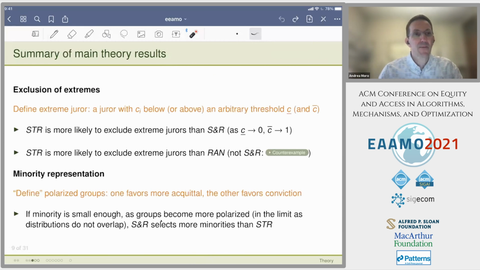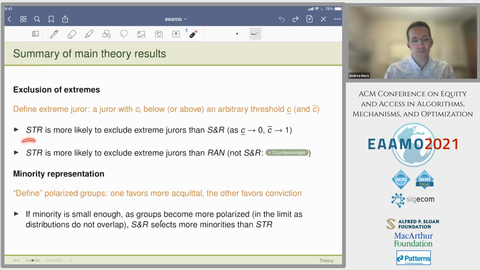So in the interest of time, I'm going to give you a summary of the main theoretical results without showing you much of the algebra. In terms of the exclusion of extremes, we need first to define what we mean by extreme. We define an extreme juror as a juror with a conviction probability below or above an arbitrary threshold. Under this definition, we prove that struck is more likely to exclude extreme jurors than strike and replace, in the limit as the threshold to define somebody as extreme converges to the edges of the domain of the distribution.